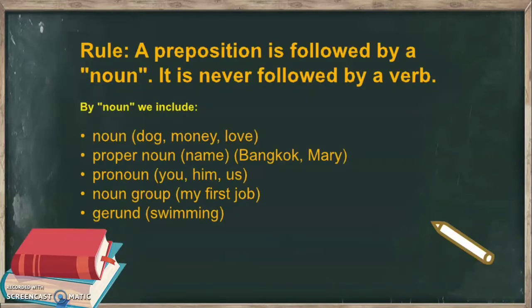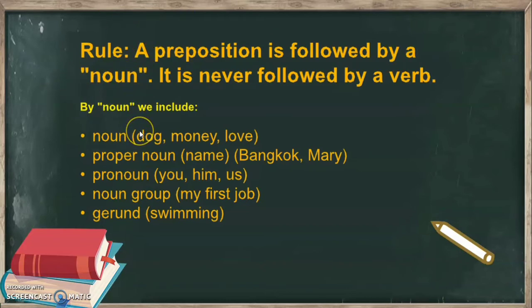The first and very basic rule for preposition is that it is followed by a noun, never by a verb. I notice I've been pronouncing verb incorrectly; it should be verb. A preposition is followed by a noun, followed by a name.